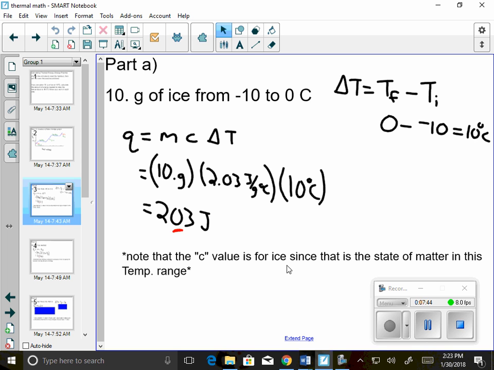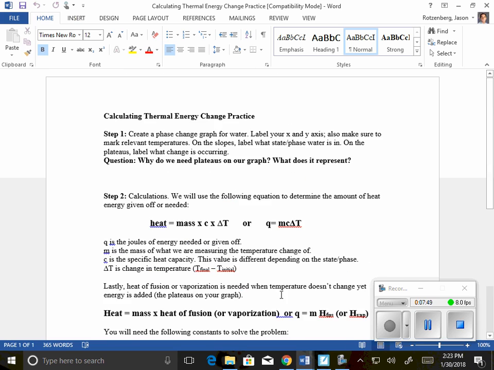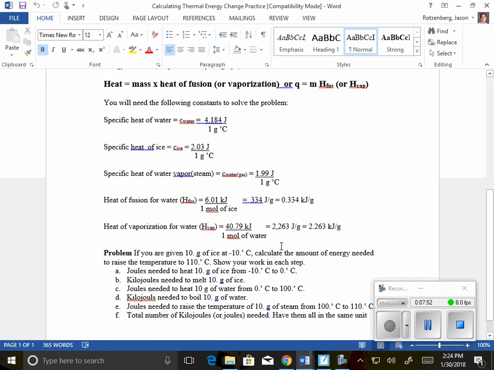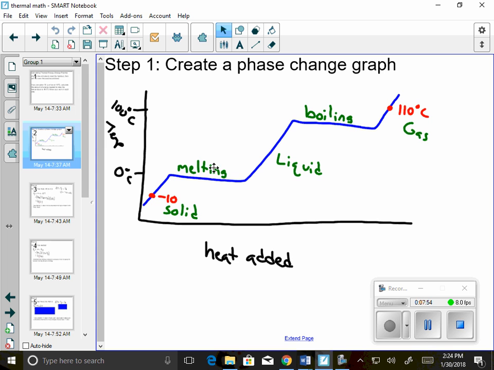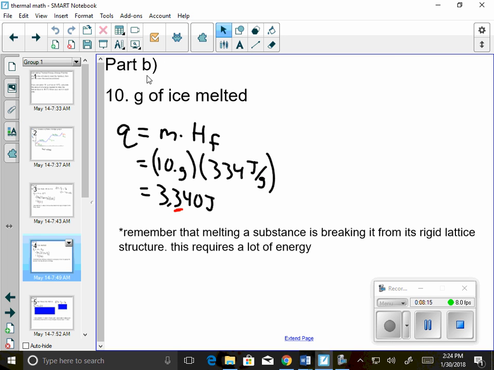So again, the hope is you're on the back side of this practice sheet. Again, this practice sheet right here is started with you drawing out a heating cooling curve, and we just completed step number 1. Now we are at a solid at 0 degrees Celsius. Any additional heat is not going to change the temperature. Instead, it's going to break its rigid solid structure. It's going to melt it. So step number 2, or part B rather, is calculating the energy to melt 10 grams of ice.